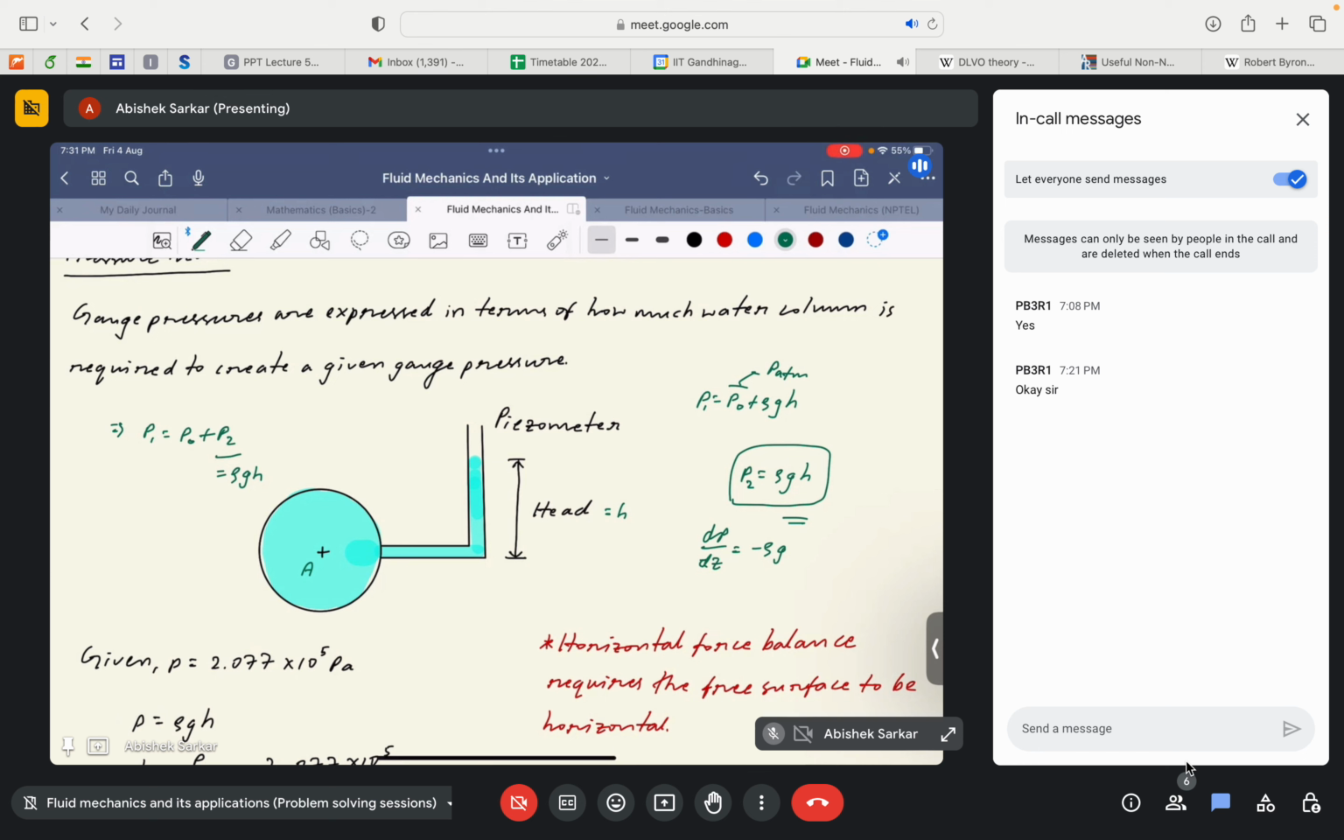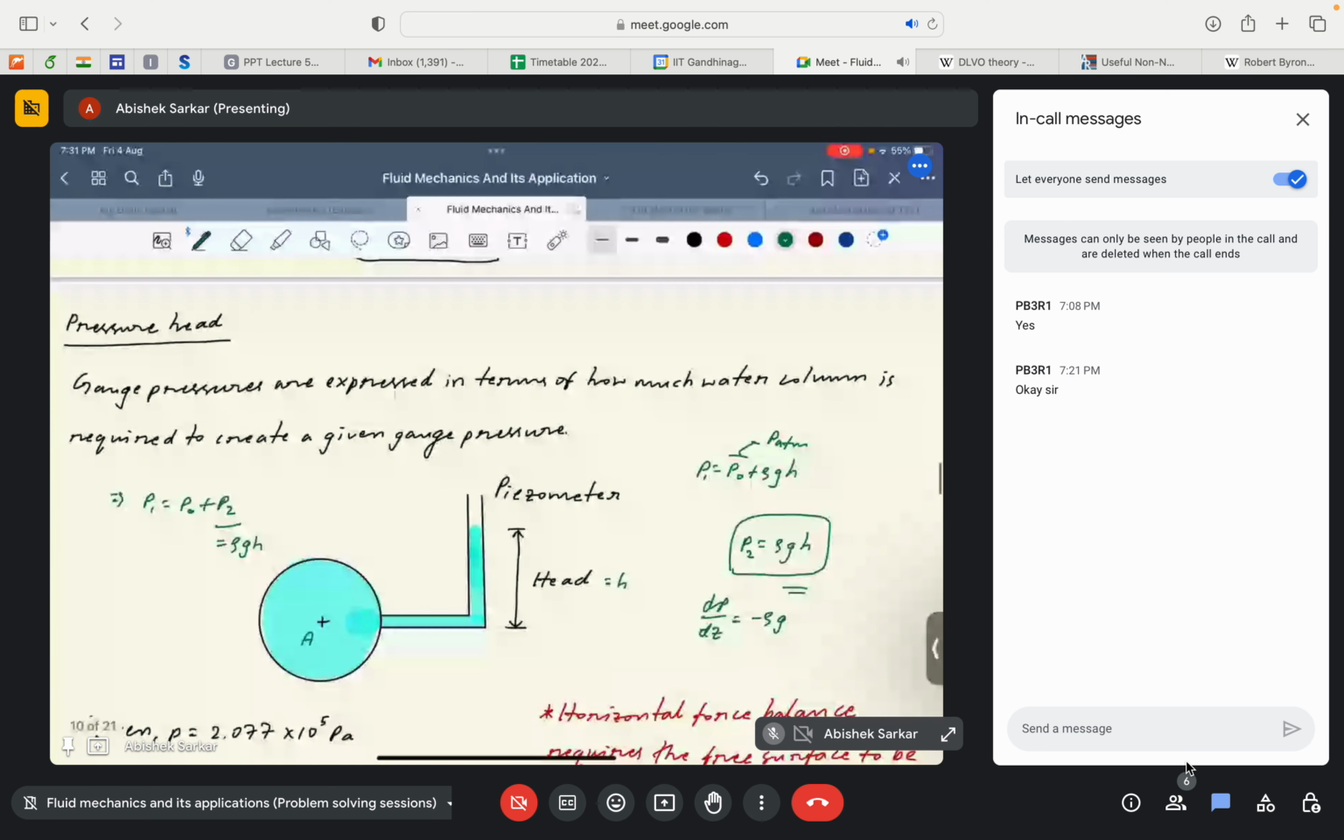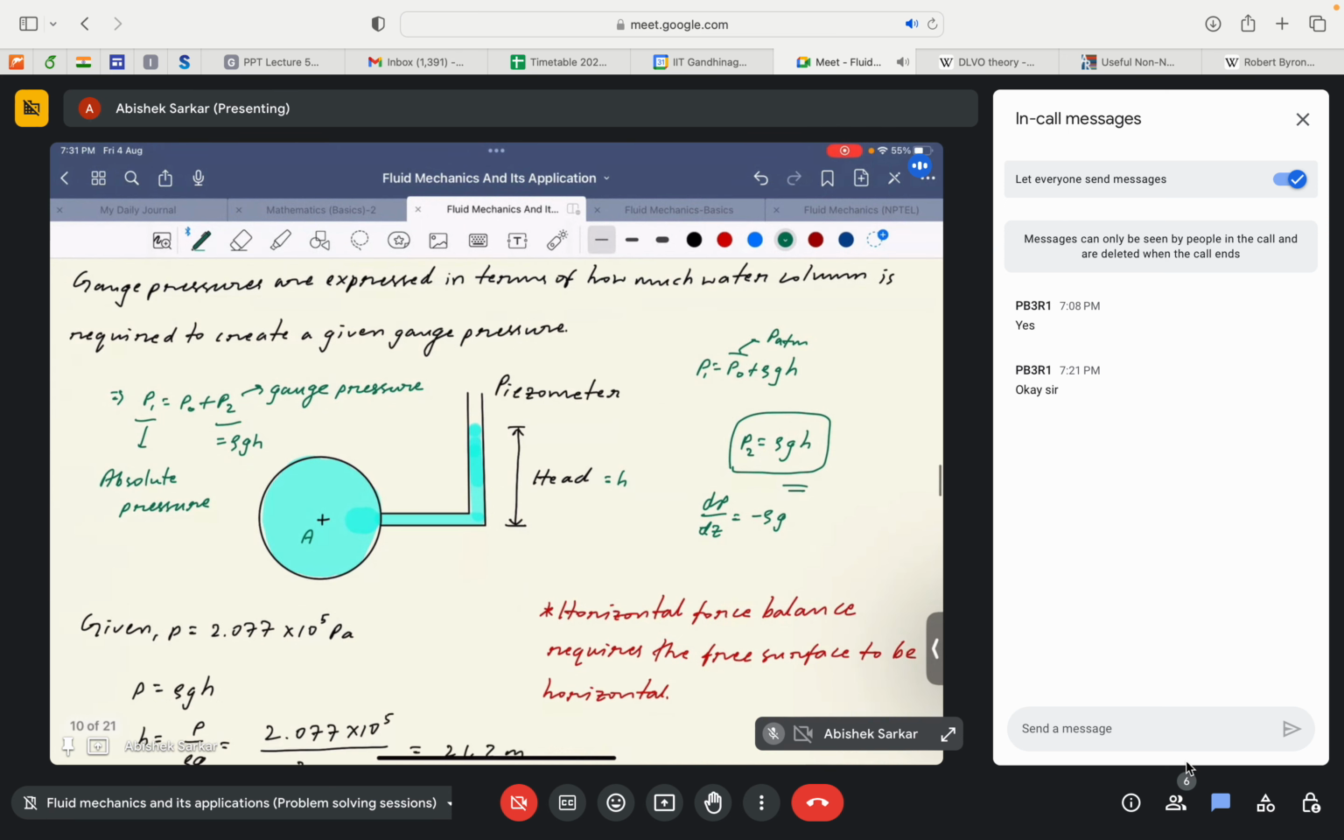So gauge pressure basically represents the difference between the absolute pressure and the atmospheric pressure, the reference pressure that we usually take. So in this case, P2 represents the gauge pressure, and P1 will denote the absolute pressure. Okay, so it clearly indicates that the piezometer that we used for measuring pressure gives us the gauge pressure instead of the absolute pressure.